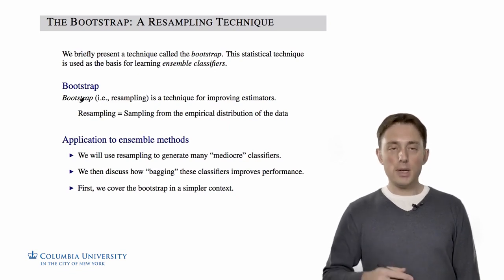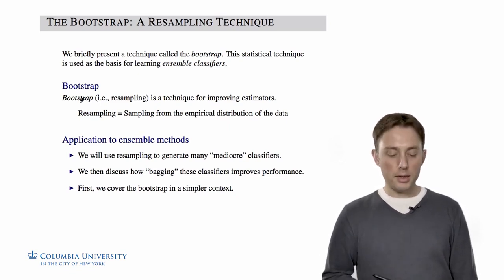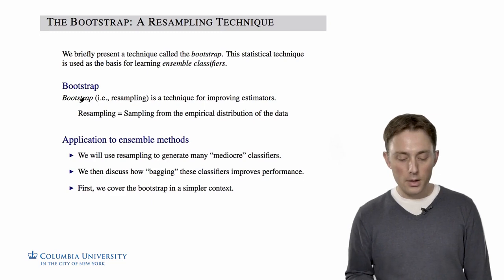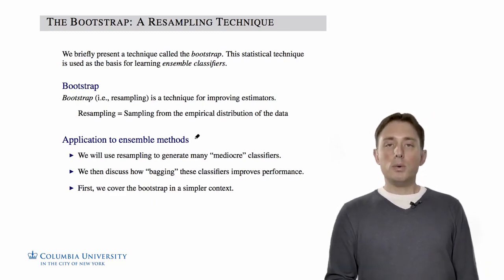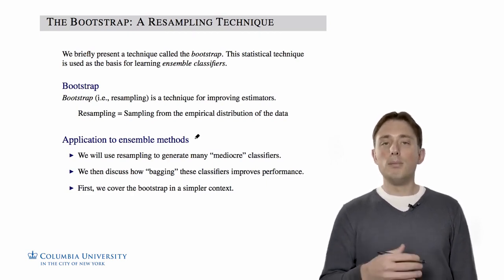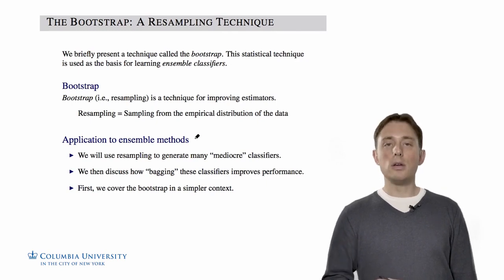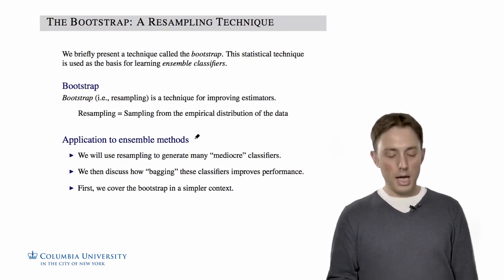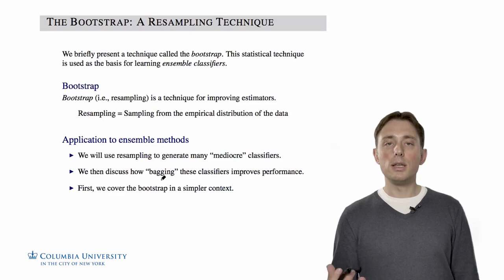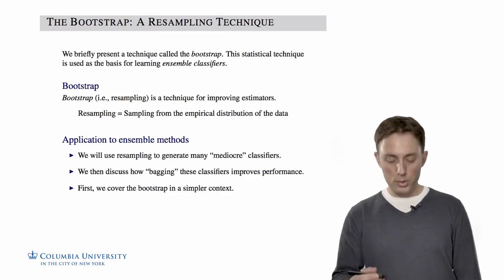The Bootstrap is essentially where we resample from our data. And we use these resampled data sets to improve some sort of an estimator. And what we're going to see when we construct these ensemble classifiers is we are going to generate many mediocre classifiers. So each individual model is going to be not so great. However, when we put them together using a technique called bagging, their combination suddenly makes the overall classification much better. So first let's go through the Bootstrap in general.